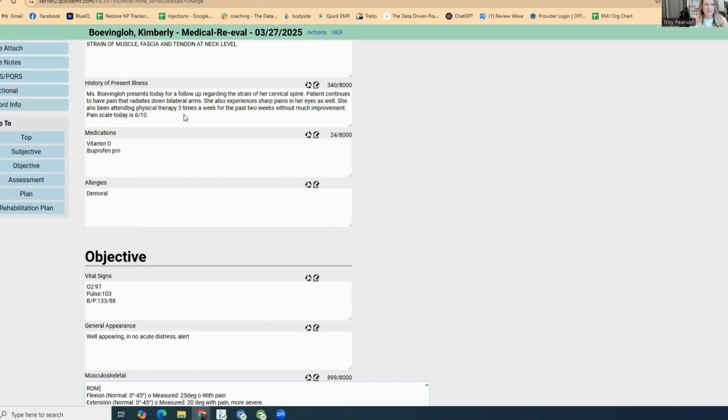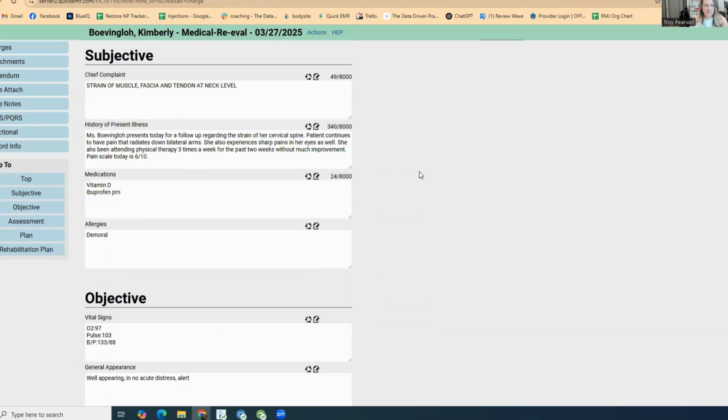We have her subjective complaint for the day. She's following up regarding her strain of her cervical spine. She continues to have pain that radiates down both arms. She's experiencing sharp pains in her eyes as well. She has been attending PT 3 times a week with much improvement. Her pain scale is a 6 out of 10 today.